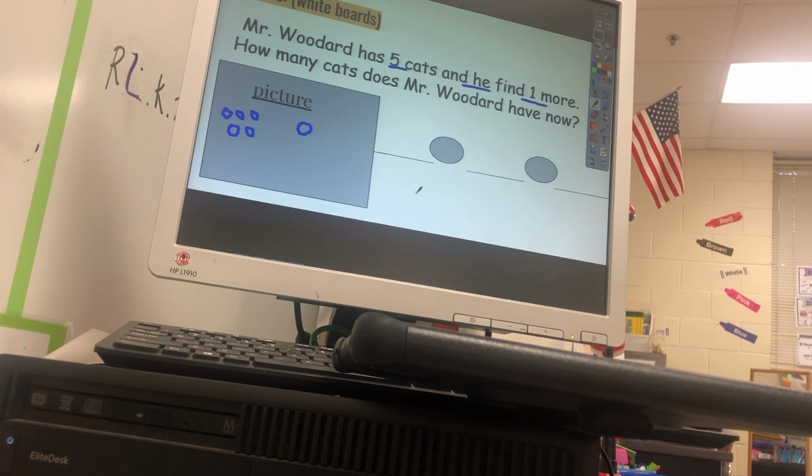Alright, now using your picture, I want you to go ahead and write the equation that represents this story problem. You're going to write the number sentence that represents this story problem. Okay?